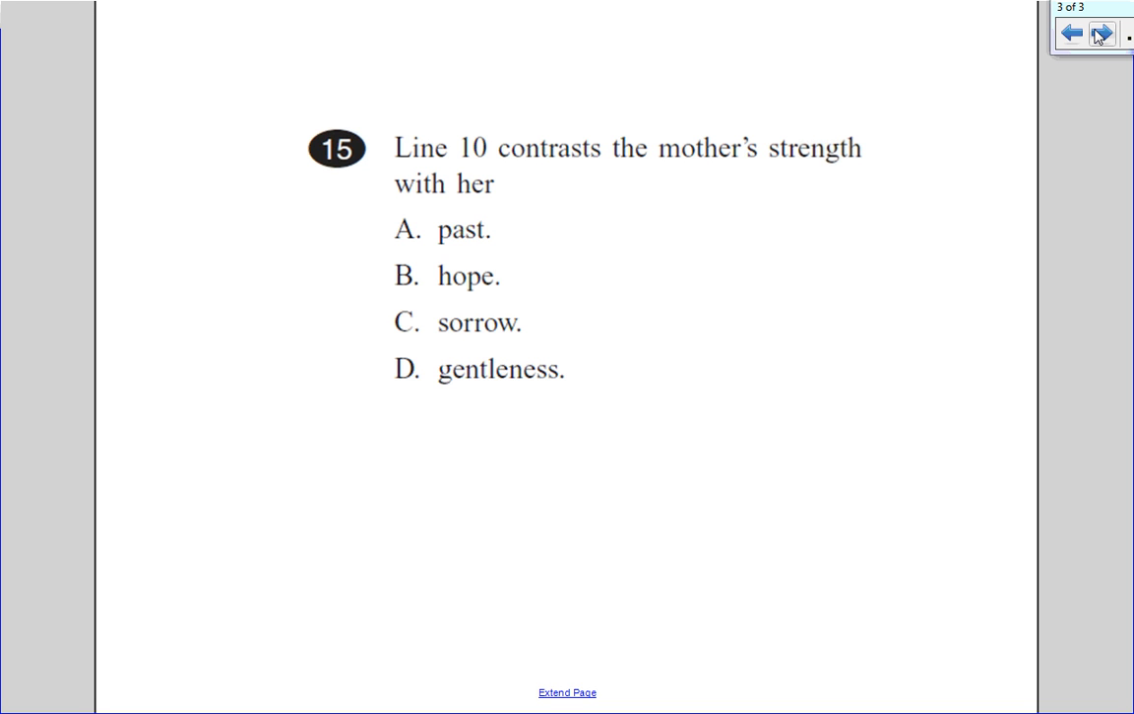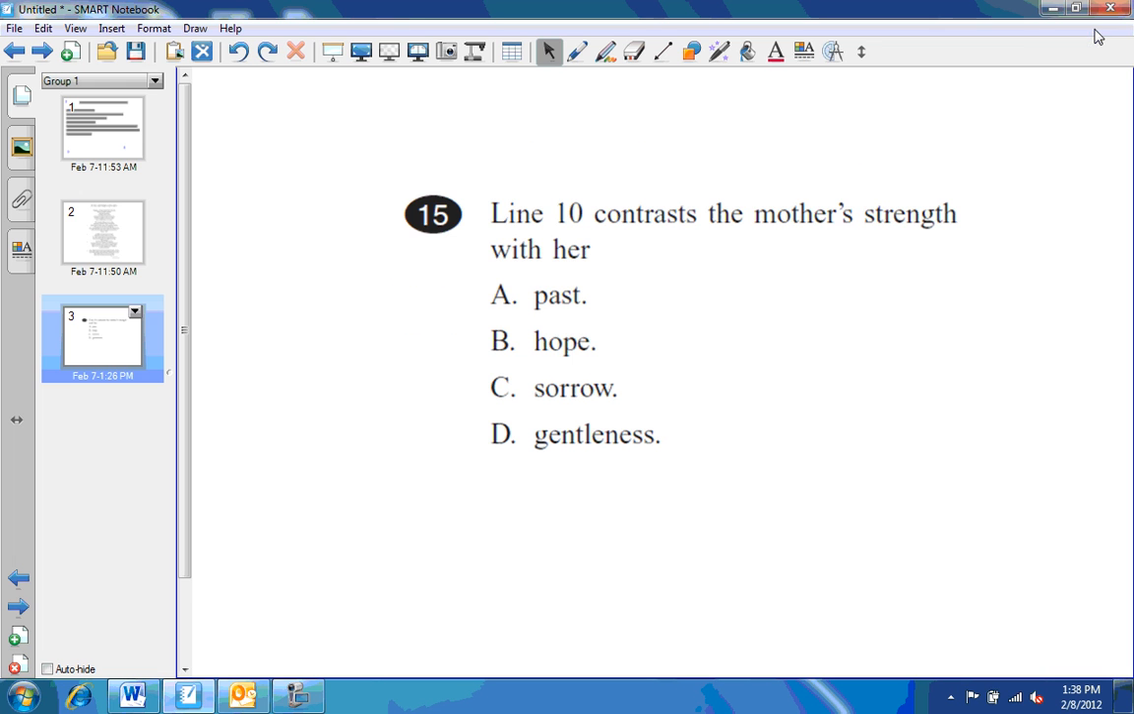Alright, let's look at our multiple choice question. Do you remember the first step we should do when answering a multiple choice question? Excellent, we should read the question. So number 15. Line 10 contrasts the mother's strength with her what? Okay. So the next thing to do is to highlight any important information that we see in this question. What important words do you see?